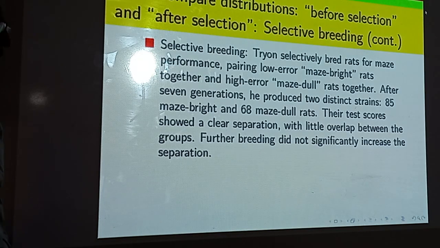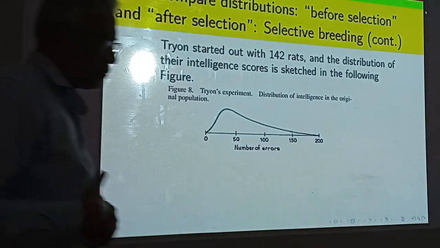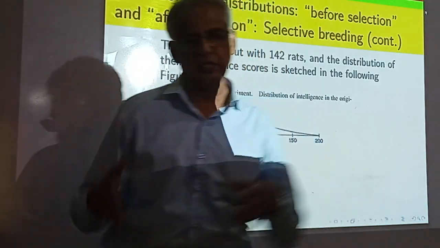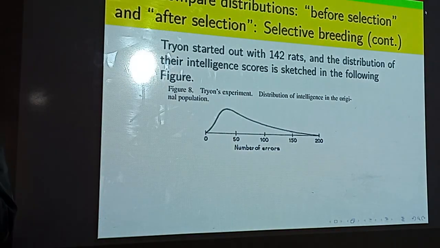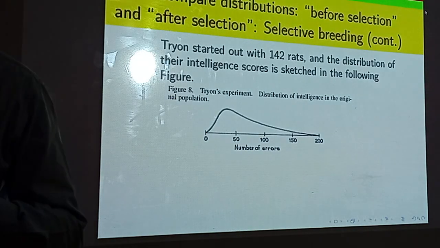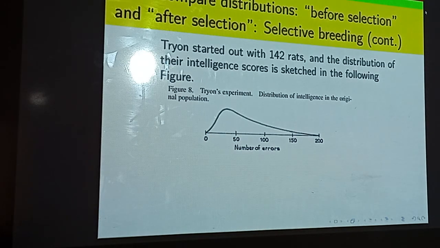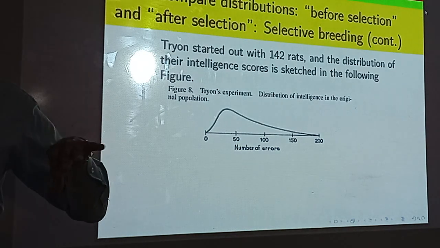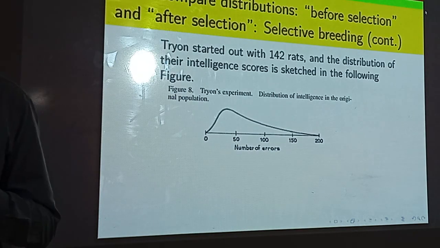So what they did after that was divide these rats into two groups. Some rats with a smaller number of errors were taken as one group. Rats with a higher number of errors were taken as another group. Divided first of all into two groups. The dividing line is not clear in the problem in the book.